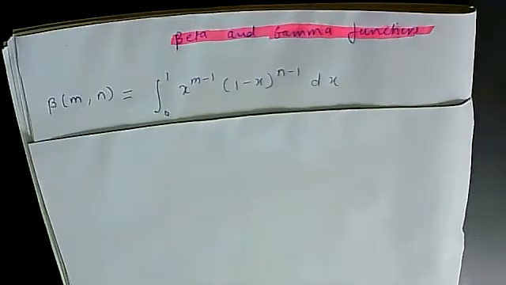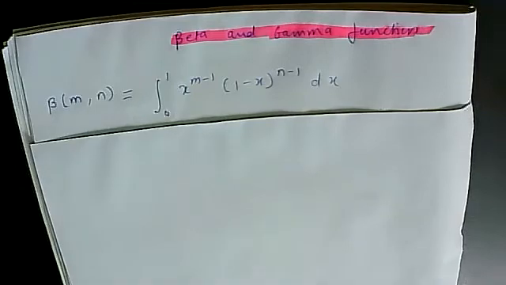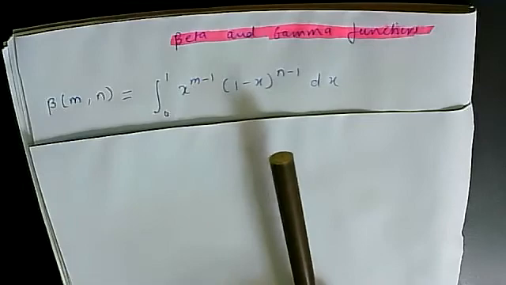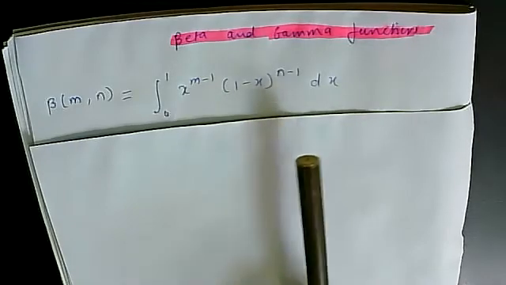Hello students, let us see beta and gamma functions. Beta and gamma functions are types of integrals, right? So let us start with beta. Beta function is defined as beta(m, n) is equal to integral 0 to 1 x to the power m minus 1 (1 minus x) to the power n minus 1 dx.